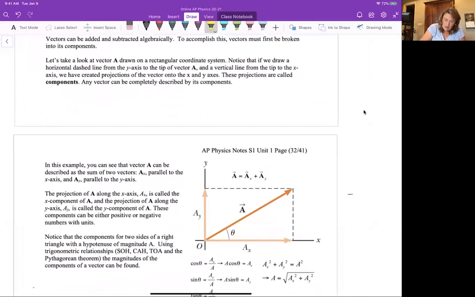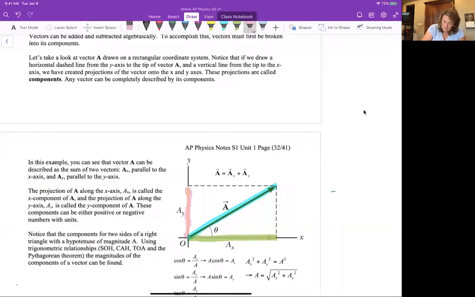If we draw our vector A, here's our vector A, we can look and see that that vector has some magnitude and direction relative to, let's say, the x-axis. I can then take a look at vector A and see that it has a reflection on the x-axis. That is its component in the x direction. In the same manner, I can see that it has a reflection on the y-axis. That is its component in the y direction.